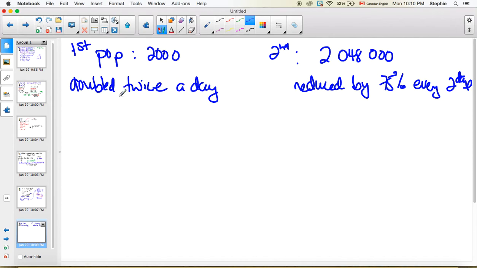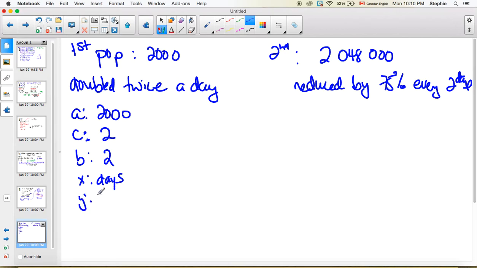Okay, so you have to establish the first equation. The A is 2,000, your initial value. Your multiplicative factor is the fact that it's doubling. Your B is it's happening every day, but it's happening 2 times because your X is going to be days. And now here, of course, your Y is going to be your bacterial population.